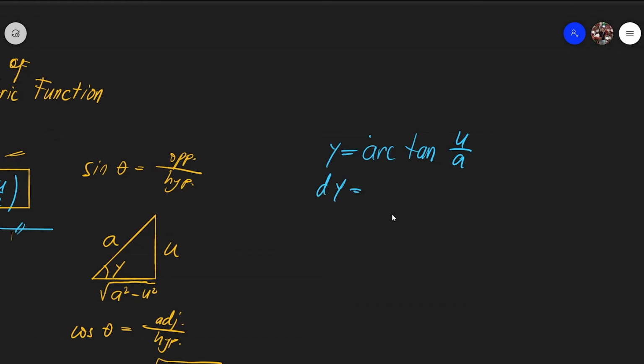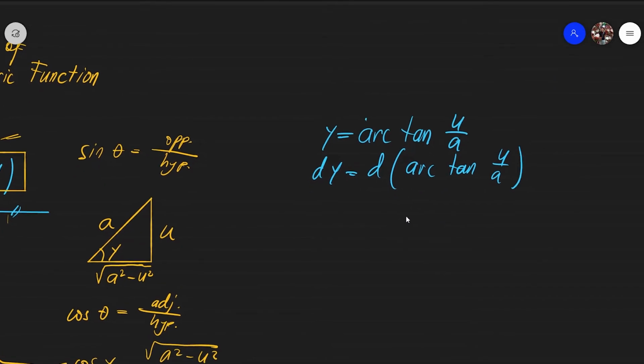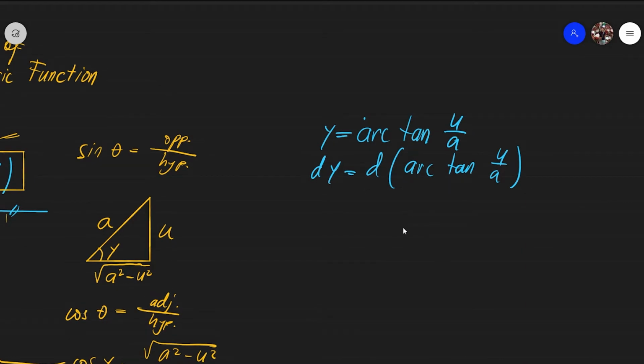So, you'll differentiate both sides of the equation. So, you'll get this equation: arctangent u over a. But you will be stuck here, assuming that you don't know the formula for the arctan u over a. So, how do we derive the formula for the differential of arctan u over a? Same lang how.